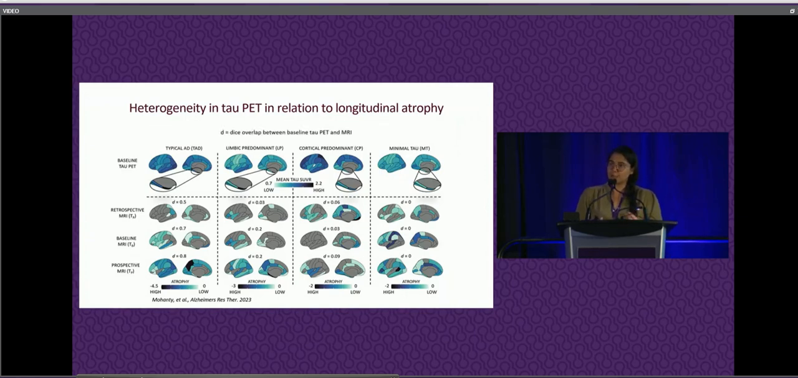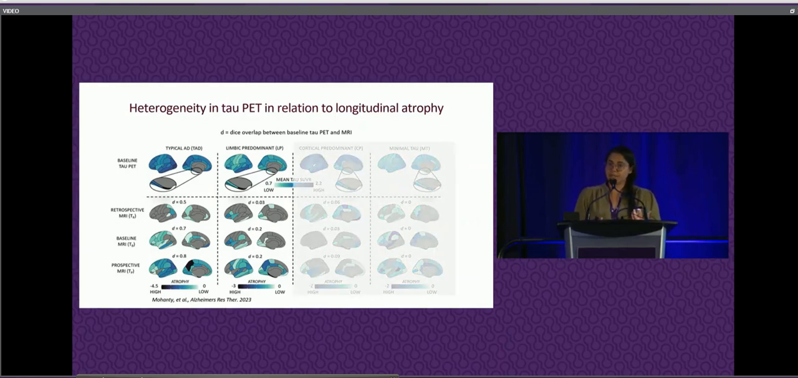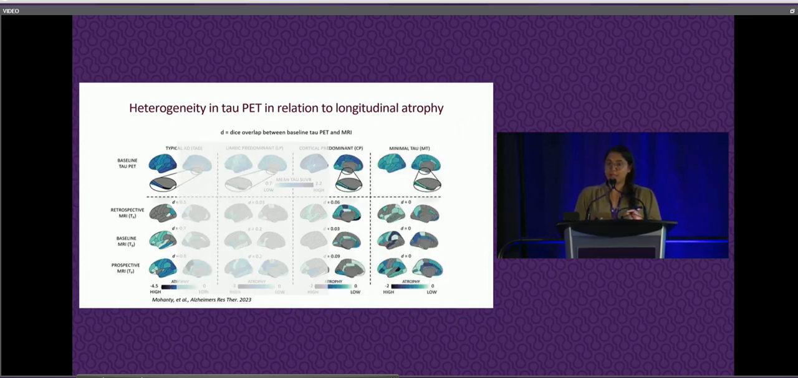We looked at how closely atrophy tracks the baseline tau pattern. And what we observed, and we quantified this overlap in terms of dice overlap, is that the dice overlap increases over time when we look at typical and limbic predominant tau patterns in particular, whereas when we look at cortical predominant and minimal tau patterns, the atrophy patterns do not identically mimic the tau PET pattern, suggesting that there is a differential association between tau PET pattern and atrophy.